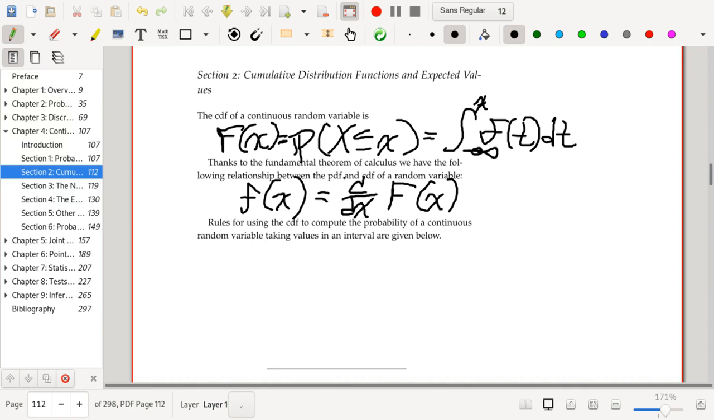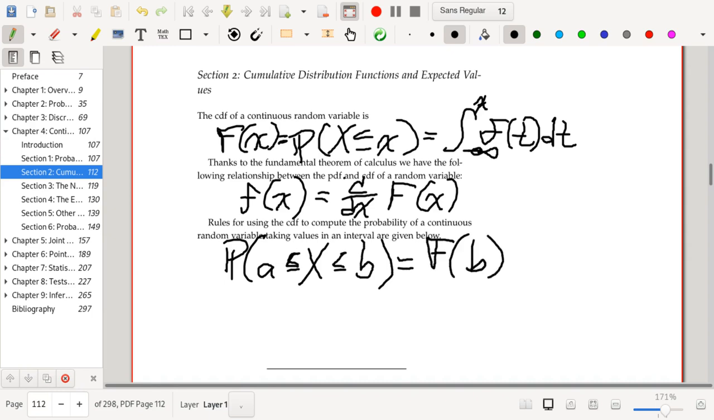Okay, so we can now use rules for the CDF to compute the probability of a continuous random variable taking values in an interval. This is basically the same rule that we had in the discrete case. The probability that A is less than or equal to X, which is less than or equal to B, is F of B minus F of A minus. But actually, because this is a continuous random variable, there is no A minus. It's just A, because this thing is continuous at A. So we don't have to worry about a left-hand limit of some sort, because the left-hand limit is equal to the right-hand limit.